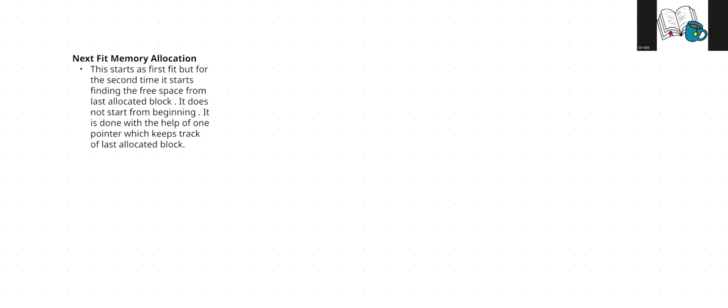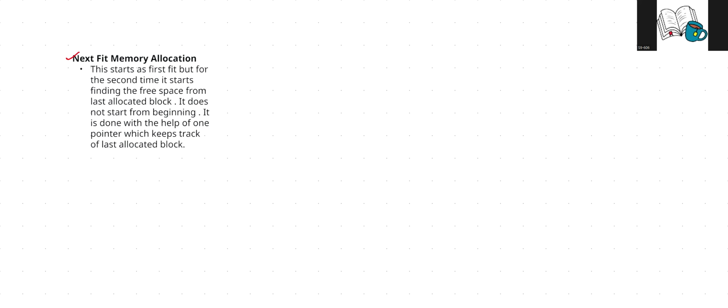Moving forward, now let's talk about the last method for memory allocation using contiguous memory allocation. It is called the next fit memory allocation. The next fit memory allocation is also called the modified first fit. In this case, I'll give you the example first.